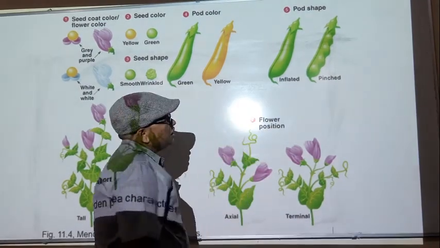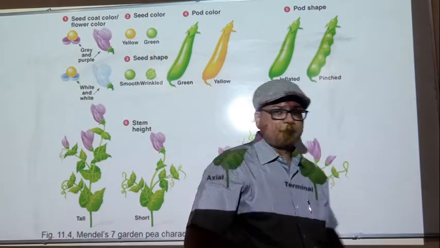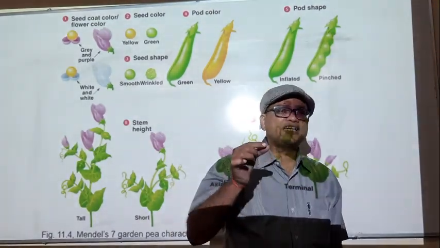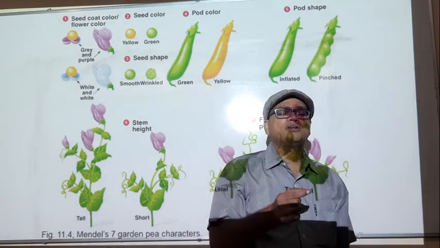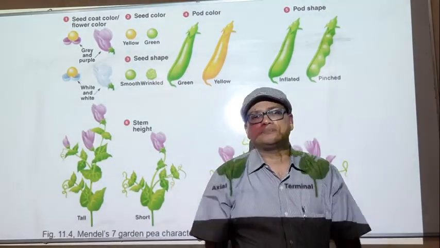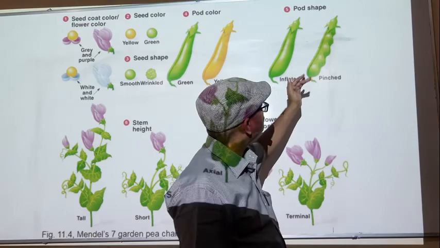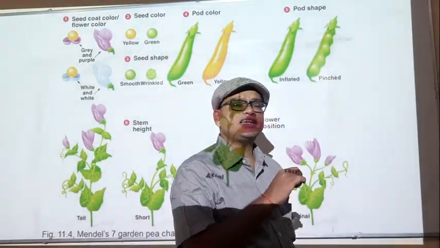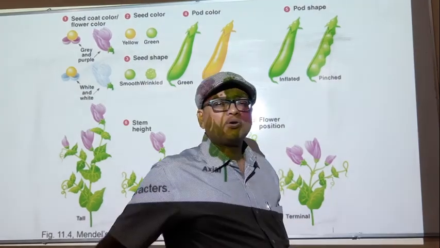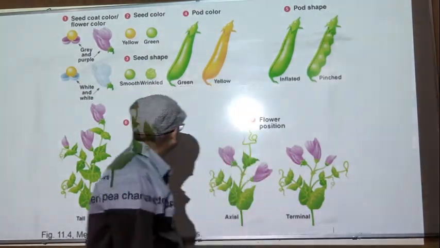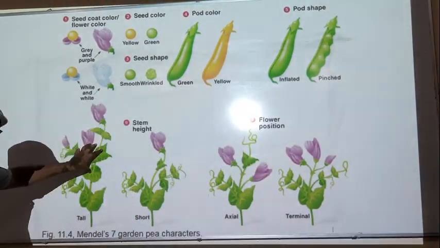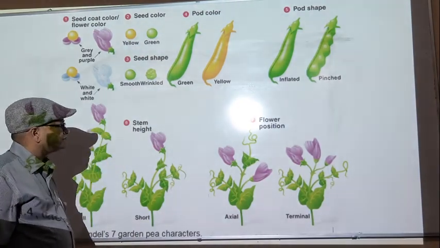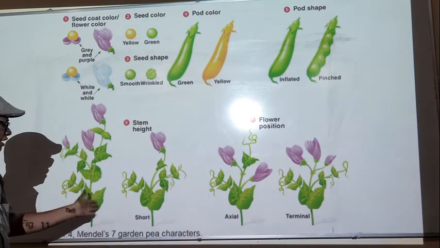In an inflated pod shape, we can't say the number of seeds present inside the pod without opening the pod. But in the constricted pod, we can say the number of seeds present inside the pod without opening it. Now, next is the stem height or height of the plant. This may be tall and short.